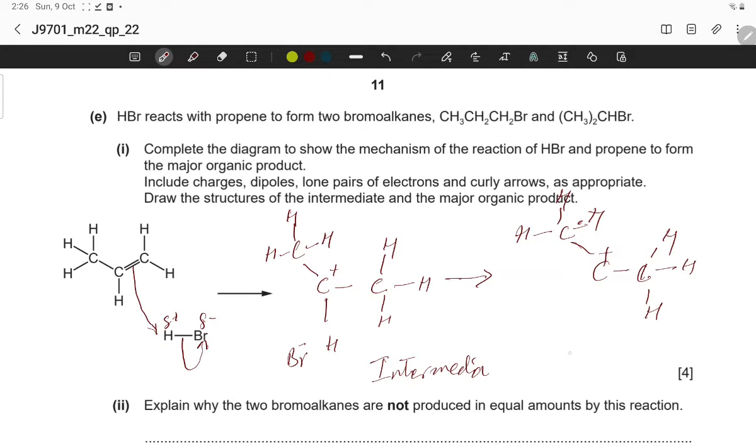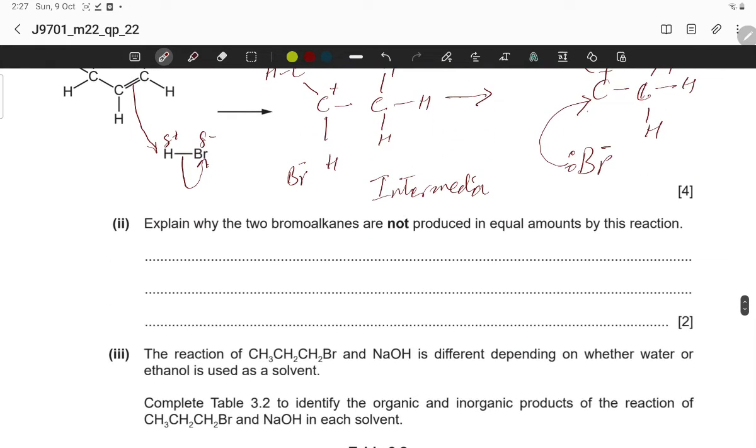This is positive charge and Br negative. Explain why the two bromoalkanes are not produced in equal amount by this reaction.